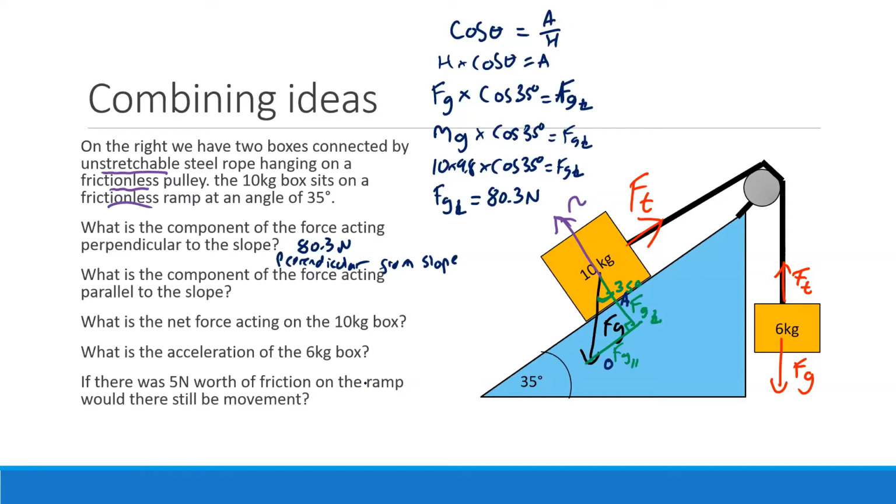The next thing is to calculate the component force acting parallel to the slope. Now, this is the one that we actually really care about. This is because ultimately this perpendicular one, we can't really do much with. What we sometimes see is people see, oh, the normal force equates to friction.